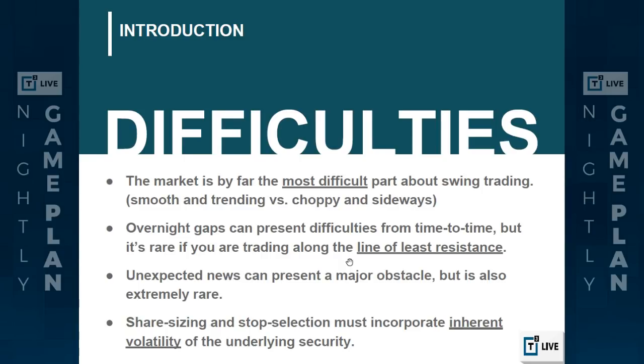The market is by far the most difficult part about swing trading. Smooth and trending versus choppy and sideways. I don't mean just the market itself, I don't mean look at the QQQs and ask is it choppy and sloppy or is it trending nicely. I just mean the market environment. Is it conducive to swing trading or is it not? Sometimes market environments are great for swing trading, and sometimes they're just not good.